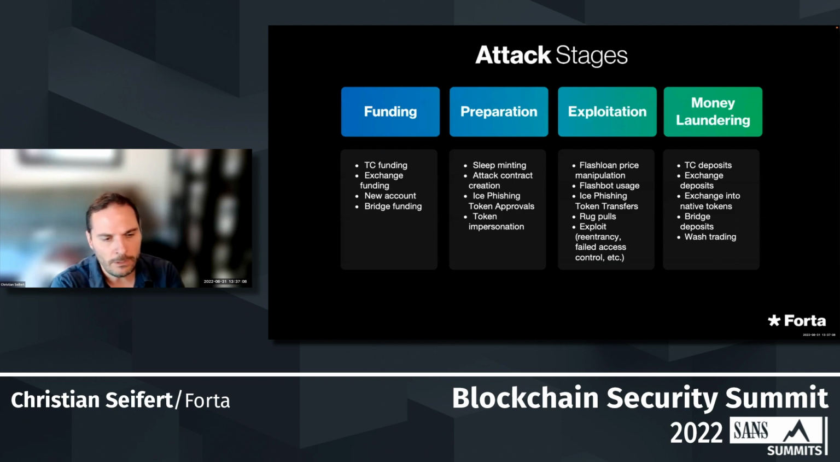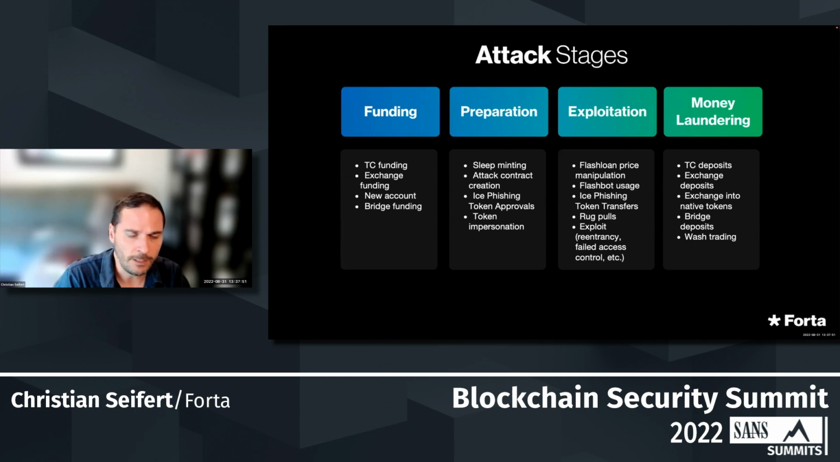Now, I alluded already to this in the first slide, that attacks are really not atomic. By analyzing attacks that happened over the last few months, most of them follow these four attack stages. The first stage is really funding. The attacker needs to have some funds in order to execute the attack. Usually that happens through privacy protocols like Tornado Cash, but it could also be from an exchange, from another malicious account, through a bridge, etc.